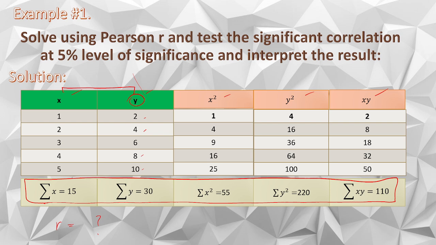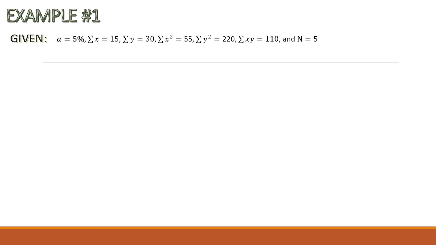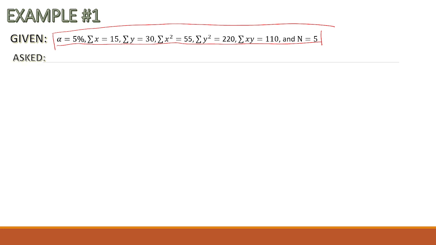Okay, so after yung nakompleto yung table, move na tayo dito. Nandito na siya sa taas, sinulat na natin para hindi tayo balik ng balik sa ating PowerPoint. So yung level of significance natin, 5%. Summation of x 15, summation of y 30, summation of x squared 55, summation of y squared 220, summation of xy 110, and then yung n natin that is equal to 5. Okay, so ngayon, state na natin yung null and then alternative hypothesis natin.